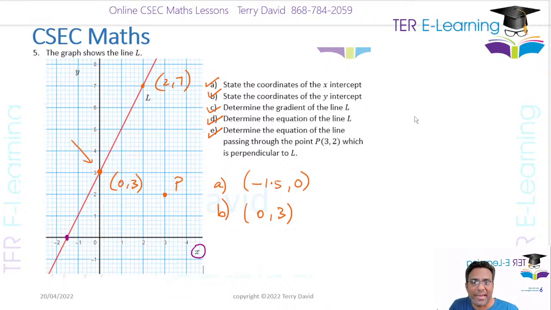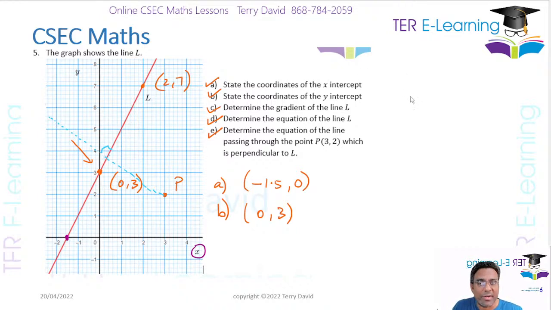Whenever we have two lines that are perpendicular, it means that they meet each other at 90 degrees. So you see this blue dashed line that I'm drawing here? It is passing through the point P, but at the same time, it is cutting the line L at 90 degrees. So that's what they're talking about here.